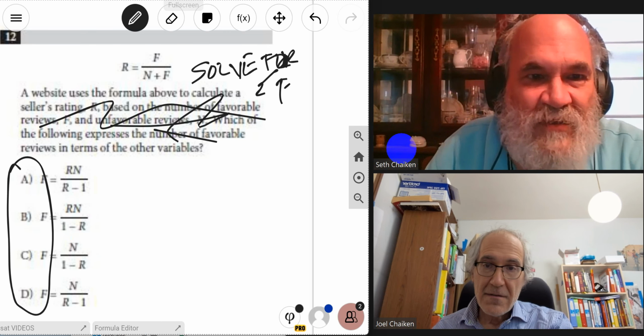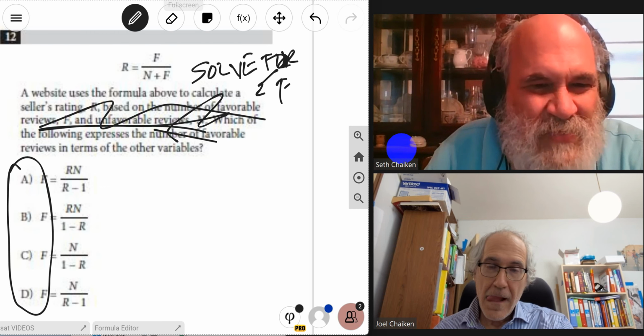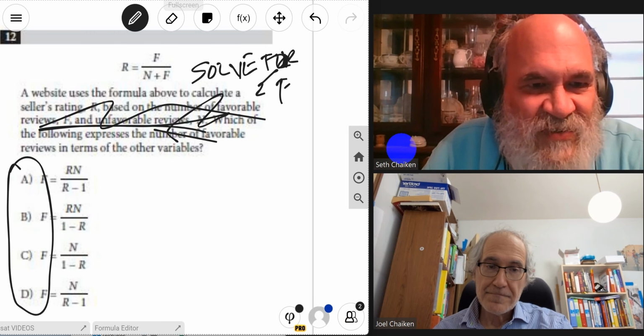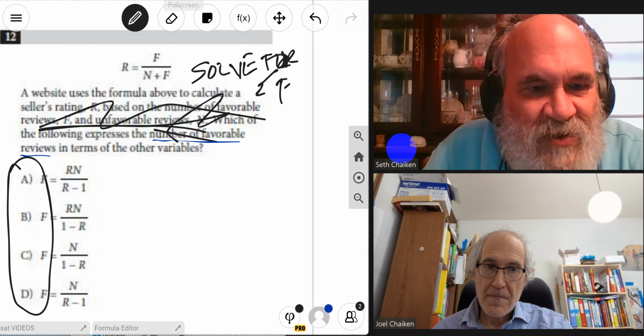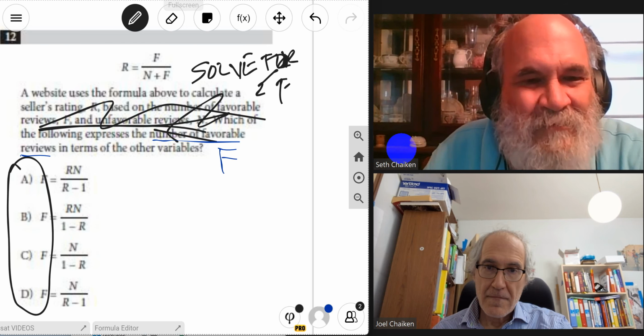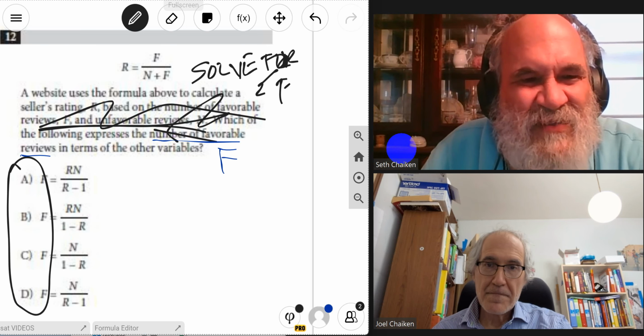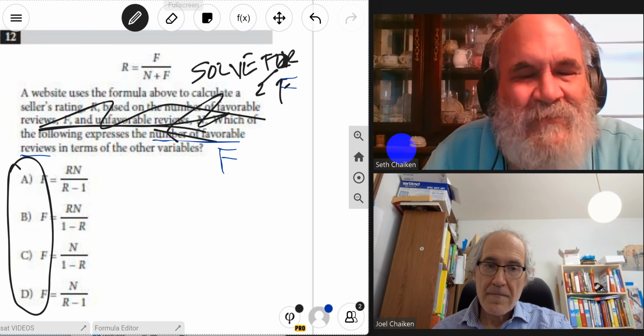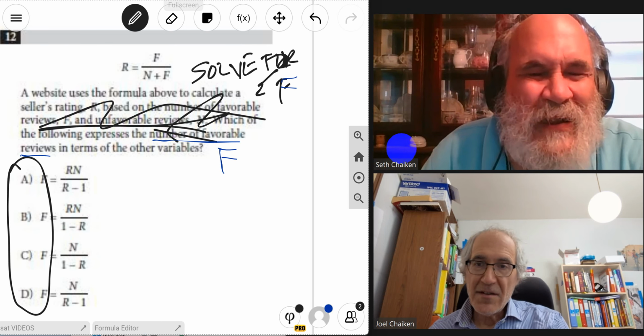The point is to notice that the question is asking for the number of favorable reviews, and that they told you that that is F. So it'd be a good idea to write the F here. And so the problem is, given the equation above, solve for F. Then you write the equation.